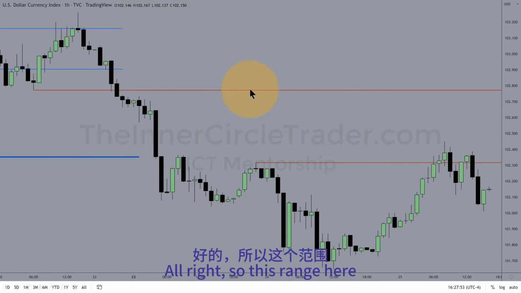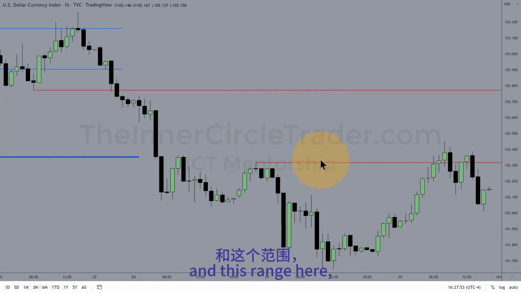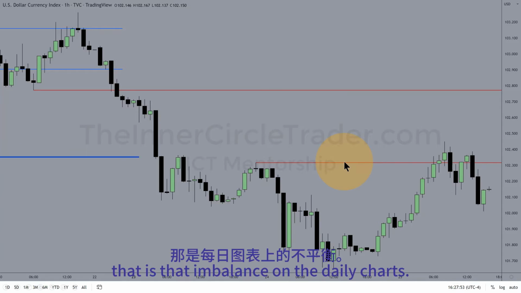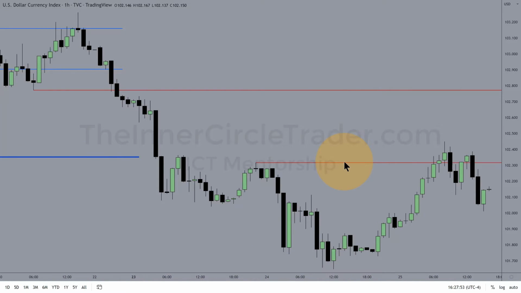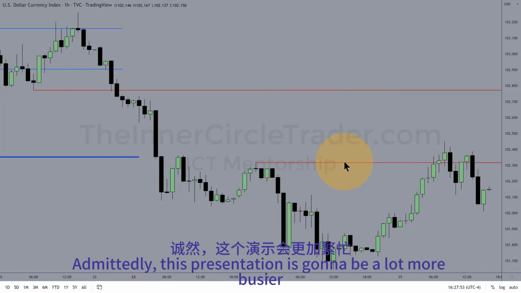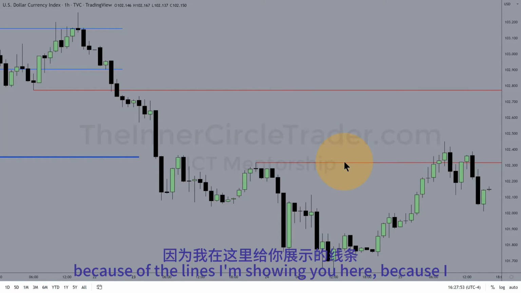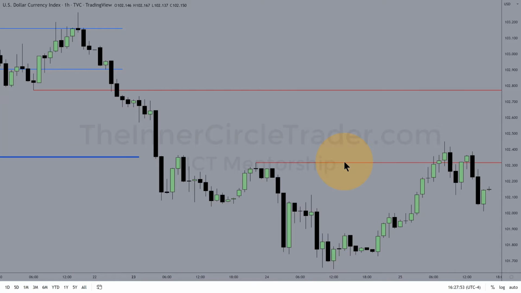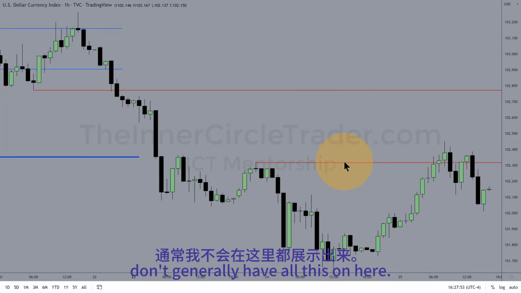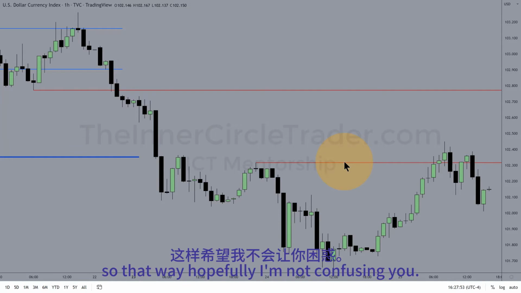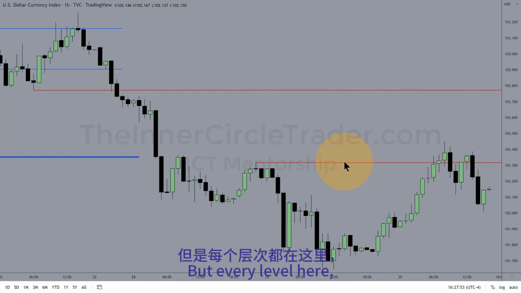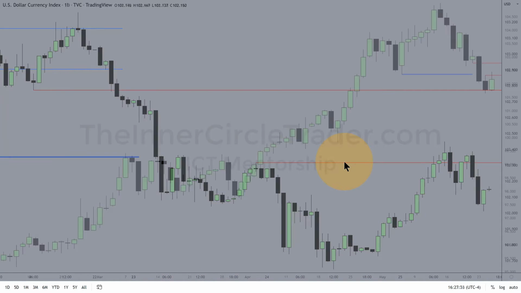All right, so this range here and this range here, that is that imbalance on the daily chart. So that way we can keep track of what we're looking at here. Admittedly, this presentation is going to be a lot busier because of the lines I'm showing you here, because I don't generally have all this on here. But I want to convey as best I can what I'm seeing, so hopefully I'm not confusing you. But every level here, let me go one more time so you can see what's up.